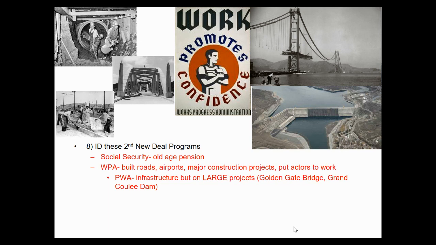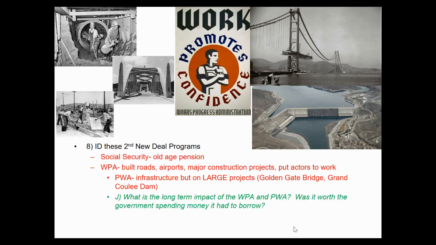Just notice the difference in the lettering, okay? And the PWA was infrastructure on really large projects. You see them in the upper left-hand corner. The Golden Gate Bridge in San Francisco was a Great Depression New Deal project by the PWA. And the Grand Coulee Dam, in the lower right corner there, was the largest man-made structure in the history of the world. In fact, it still was until the Yangtze Dam was finished in China in the mid 80s, right?